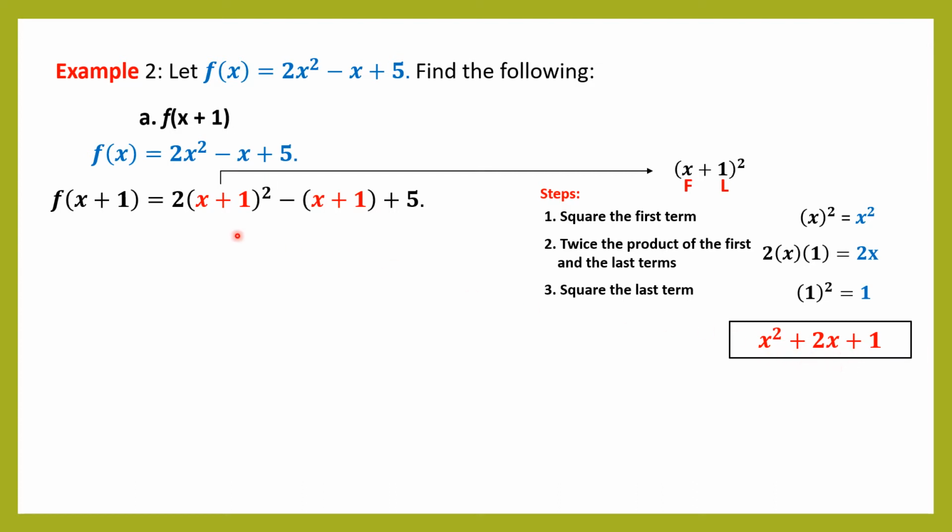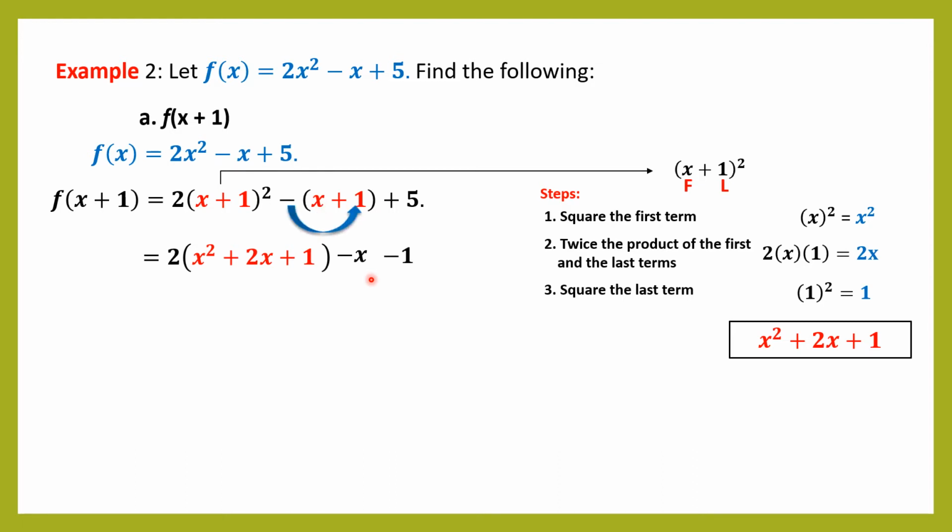So, ilalagay na natin siya dito. We'll have here 2. Then, eto na yung x plus 1 squared. Sinimplify na natin siya. And then, ito ay imumultiply natin ang negative inside sa ating given na binomial. So, negative times x is negative x.